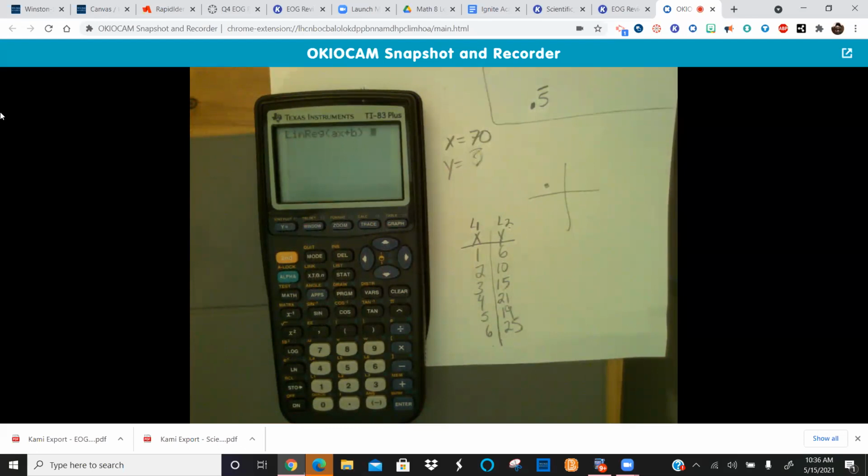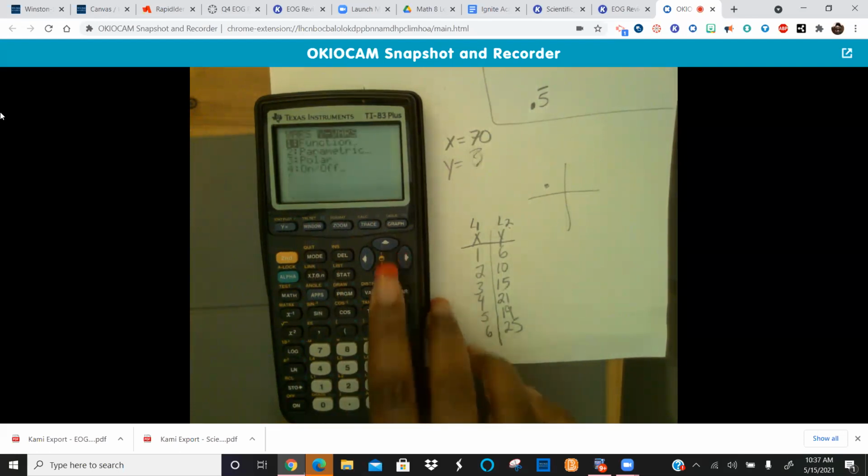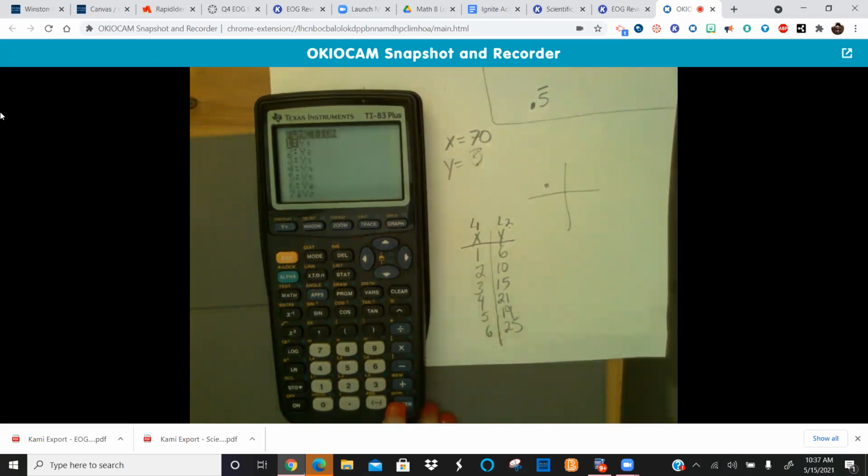Okay. All right, so watch these next couple steps so that your line will automatically be graphed on the calculator. So we're going to press second 1, comma, second 2, comma, then we're going to go to vars, y vars, okay, and then we're going to press enter, enter, and then we're going to press enter one more time.